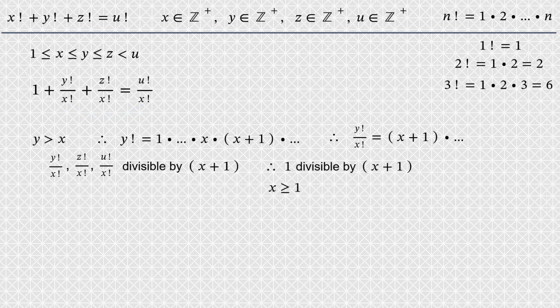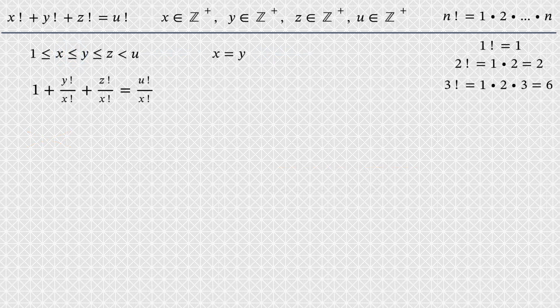However, since x is at least 1, then x plus 1 is no less than 2. This means that no matter how desperately we may wish it, 1 cannot be divisible by x plus 1. This contradiction eliminates the chance of y to be strictly more than x. And since y cannot be less than x, y must be equal to x. So the second term of the equation is also 1.